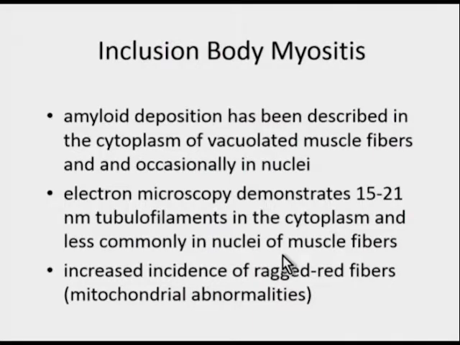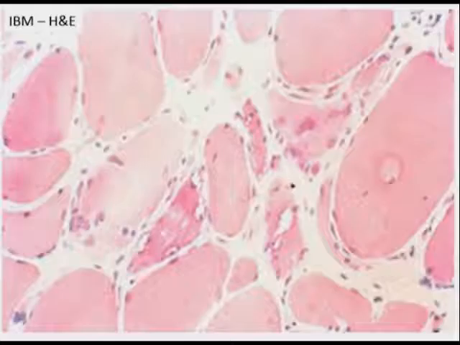There may also be ragged red fibers, and this should not lead one to think of a mitochondrial disorder, because normally mitochondrial disorders have a very different clinical appearance and do not have the typical rimmed vacuoles and so on that are present in inclusion body myositis.